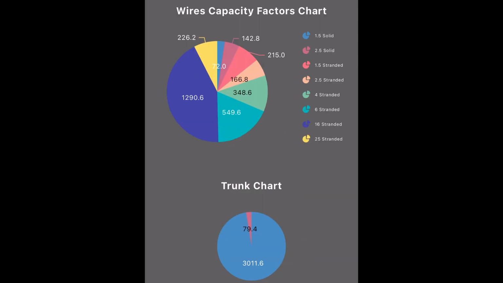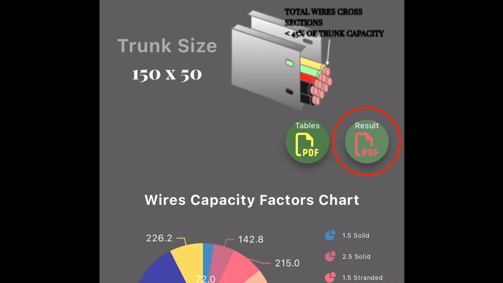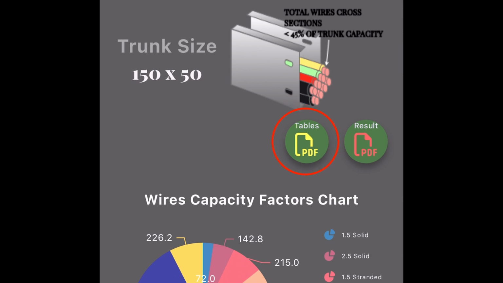These charts represent the occupied spaces. The top chart shows the occupied space per selected wire size per run in terms of total space factor, while the bottom chart represents the total occupied space relative to the trunk's capacity factor. To get this information in PDF, click this icon. This icon allows access to the relevant pages in the guidebook.